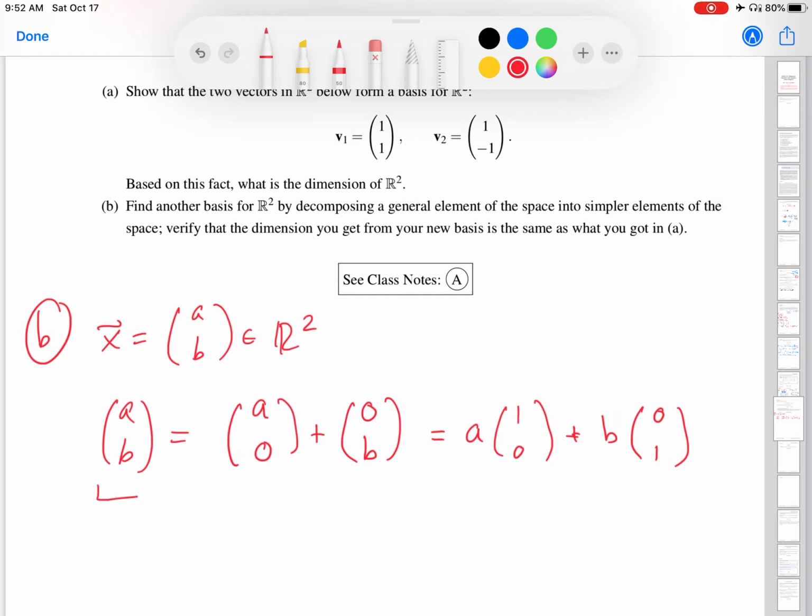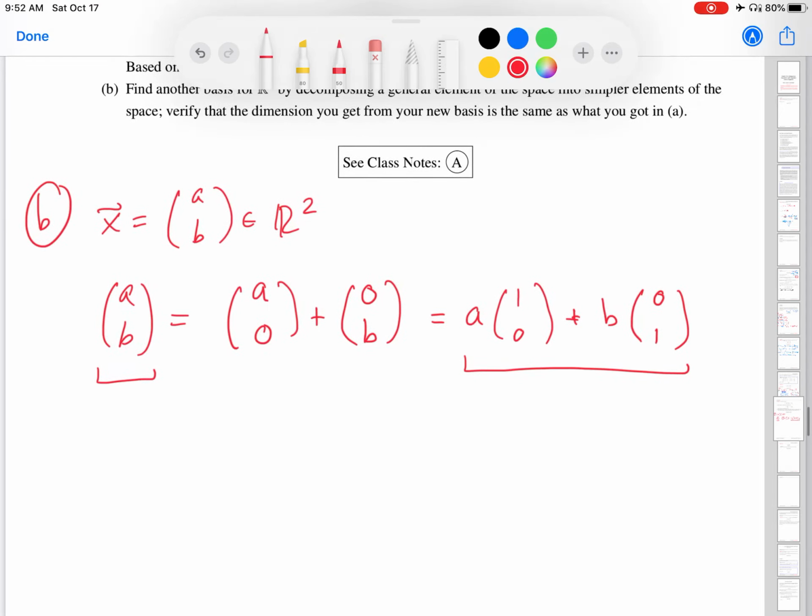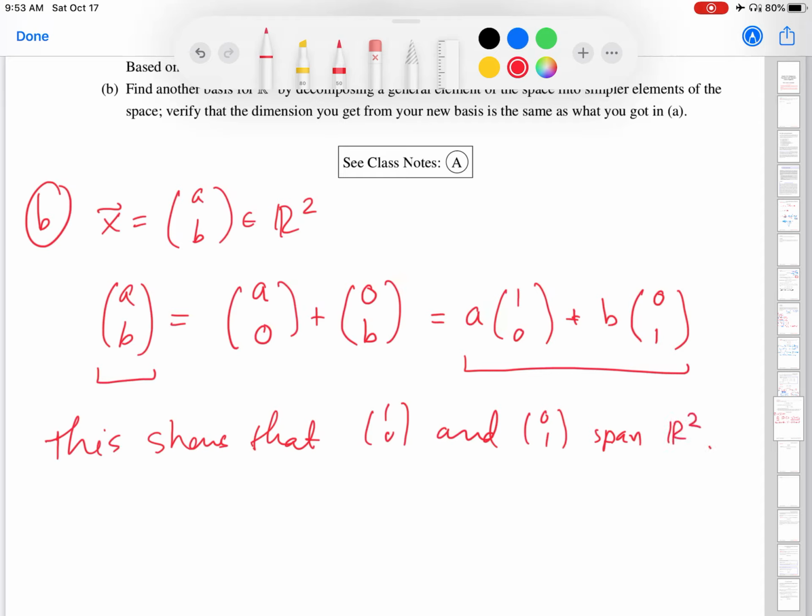So notice what I've done. I have decomposed a general element in the space into what is now a linear combination of two specific vectors. So this shows that (1, 0) and (0, 1) span R2. Through this decomposition argument, I've just shown that these two new vectors span the space. So I'm halfway done to a basis. And that's why I mentioned earlier this is a really useful way to look for a basis, because in this decomposition process, you will discover very transparent candidates for the basis.